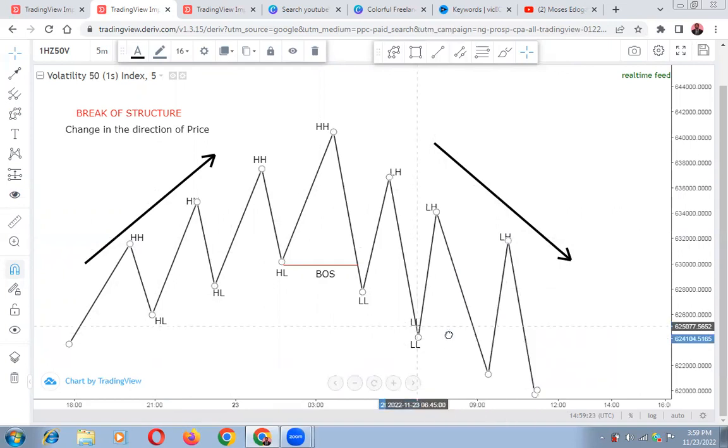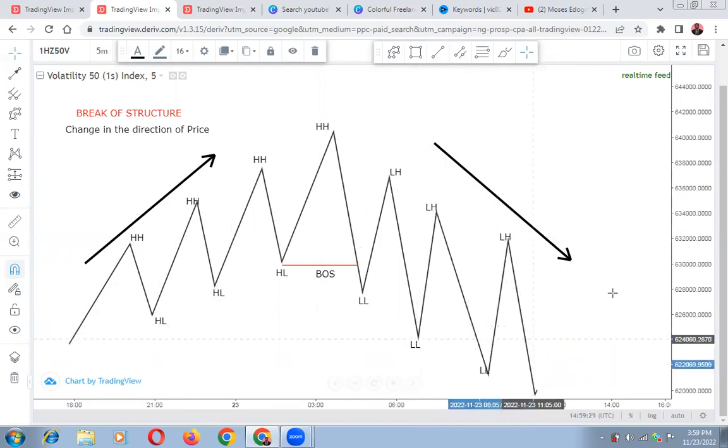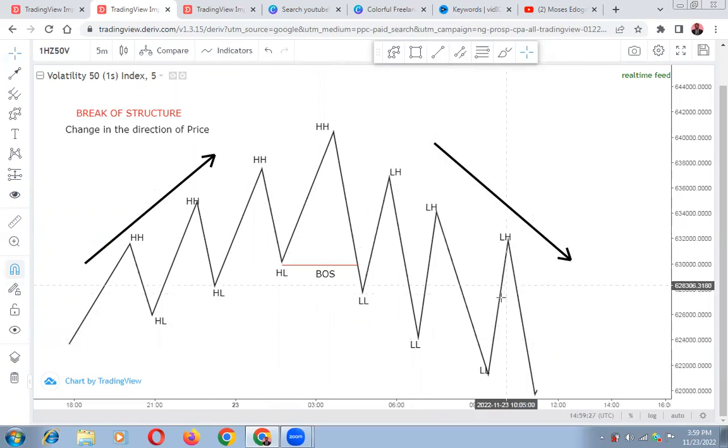It is very simple. Just keep it simple. Don't stress yourself. Keep it so simple, and that's how you'll be able to understand it. Price keeps going in this direction. All of a sudden, there's a change, and price starts moving in the opposite direction.